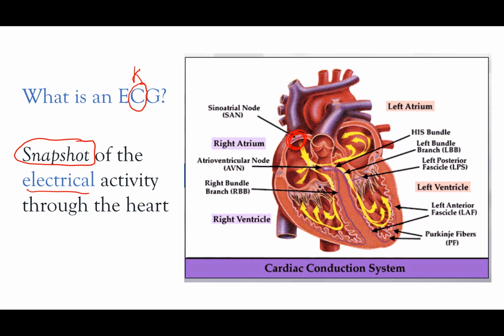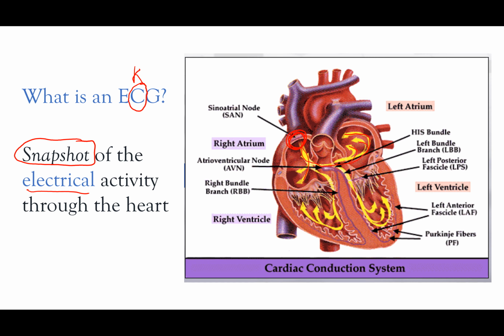So first it hits the atria, right? And of course it's going to hit the right first because that's where the SA node is, but it quickly crosses over to the left and stimulates the left atrium to contract as well. So we get an electrical impulse from the right atrium, spreads over to the left atrium, and the two atria contract at nearly the same time, but the right atrium is going to contract just a tiny bit quicker than the left because the electricity gets there first.